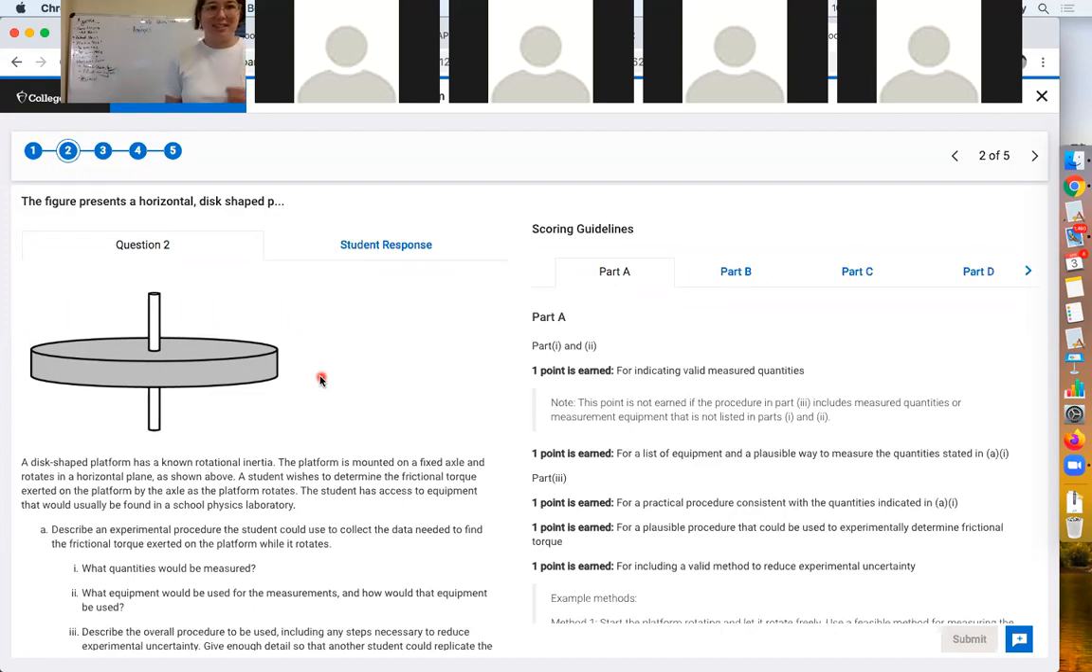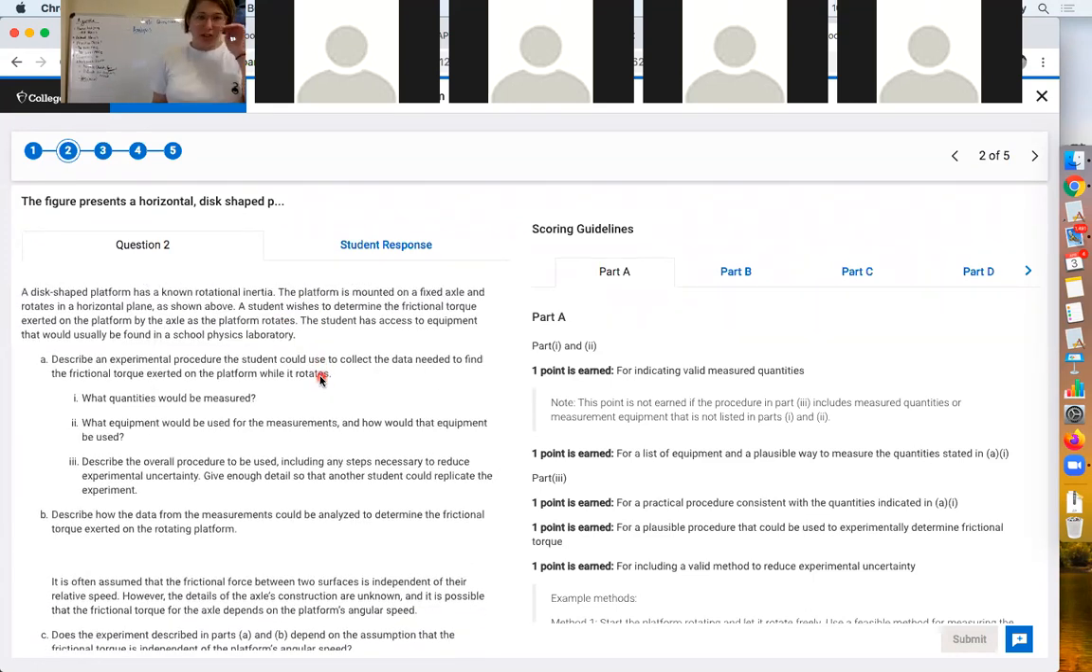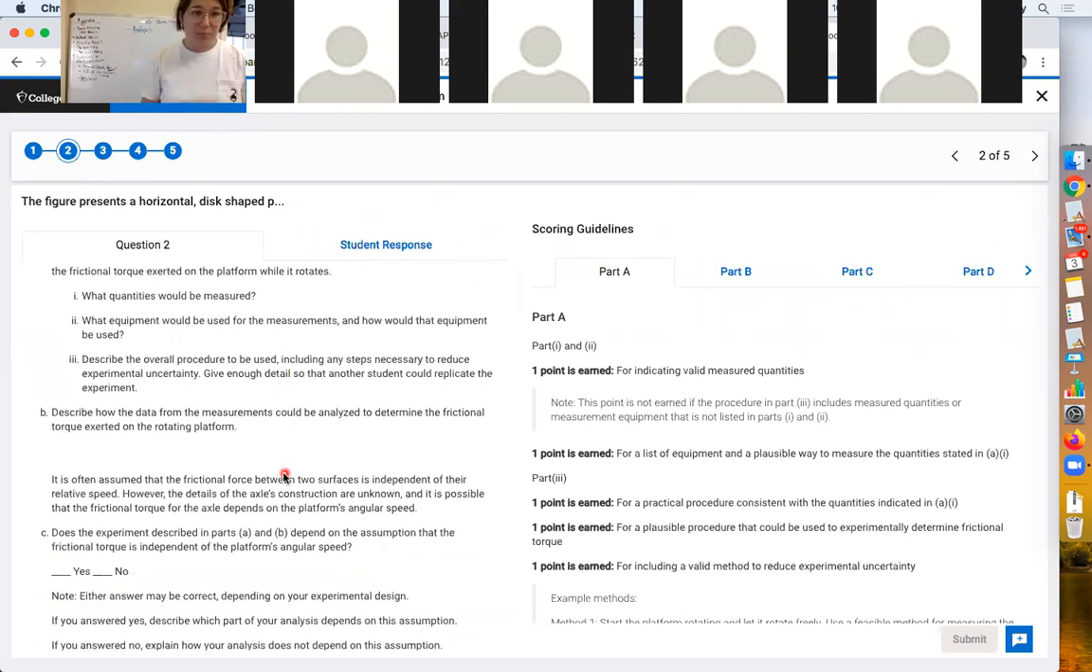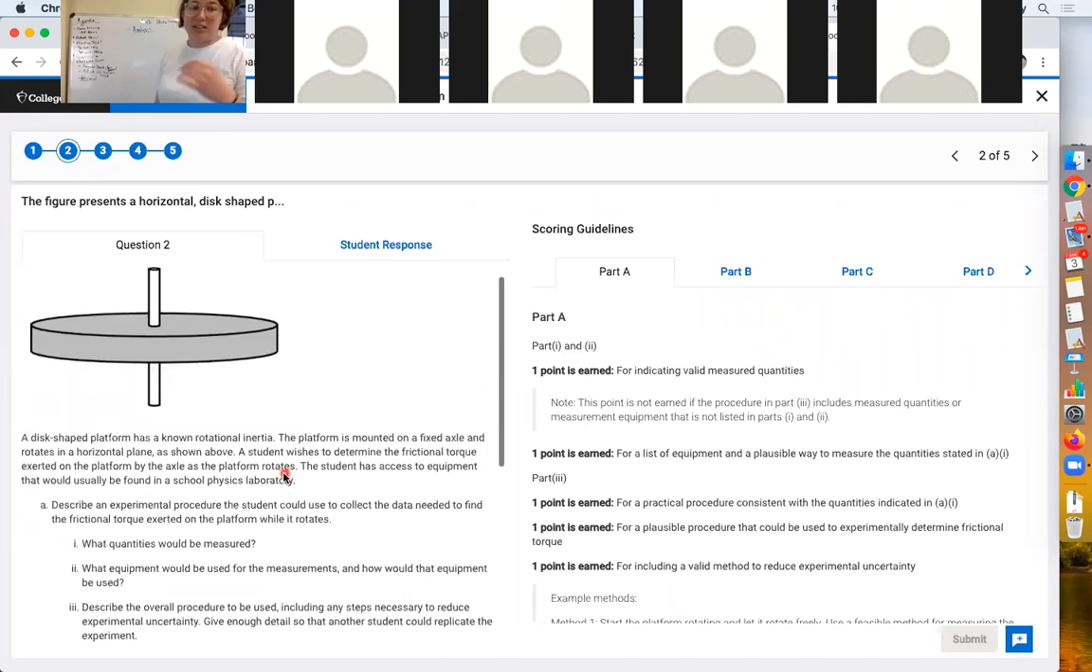I always do the analysis part first, because if you don't know how you're going to answer the question, you don't know what you have to measure yet. So I always start at the part where it says just B. So I always do part B, then I do part A, and then I go back to part C on these types of questions. So part B is describe how the data from the measurements could be analyzed to determine the frictional torque exerted on the platform. So I always want to figure out, well, how am I going to solve my problem before I decide, well, what data am I going to take?